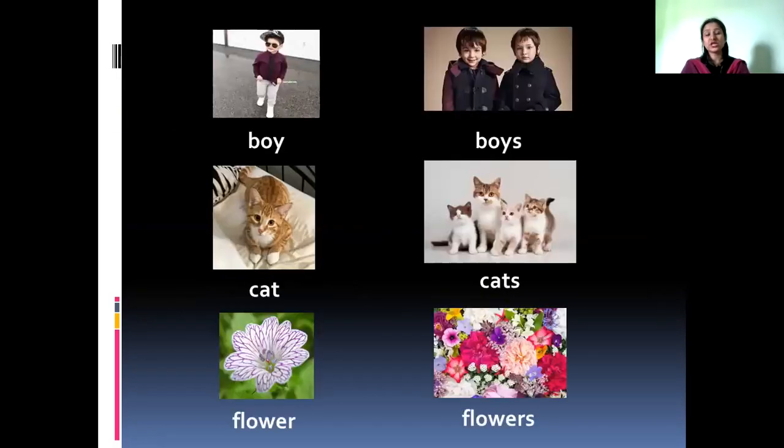There are some rules to change a noun from singular to plural. Generally we join S and make it plural, like boy, boys; cat, cats; flower, flowers. What have we done here? We have joined S to these spellings and made them plural. Boy, B-O-Y; boys, B-O-Y-S. So we joined S here and made the plural form of these nouns. But every time we cannot do this, because we have to follow some specific rules to make a plural form.